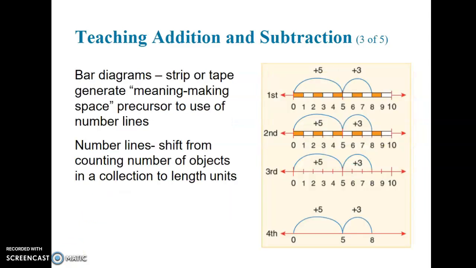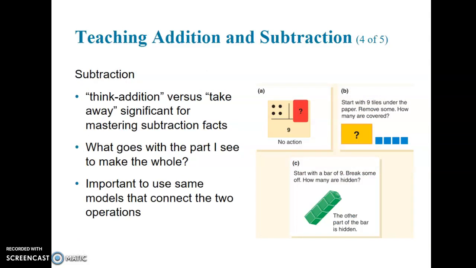The use of a bar graph as a semi-concrete visual representation supports students' mathematical thinking by generating meaning-making space. A number line measures distance from 0. Make sure to emphasize the unit length. Children may focus more on the tick marks instead of the space. If the total or whole number of tiles is 9, and 6 tiles are removed from under the cover, the children can think in terms of 6 and what amount added to get 9, or what goes with 6 to equal 9.